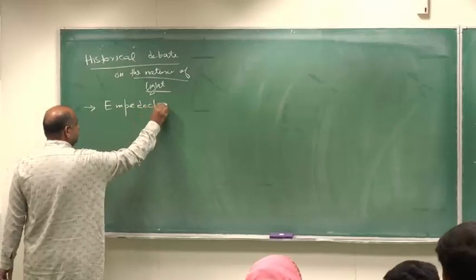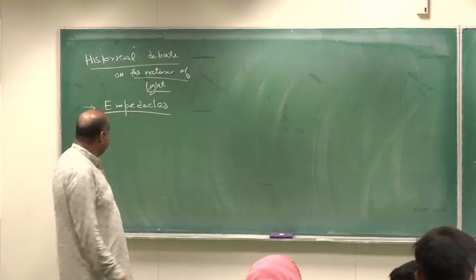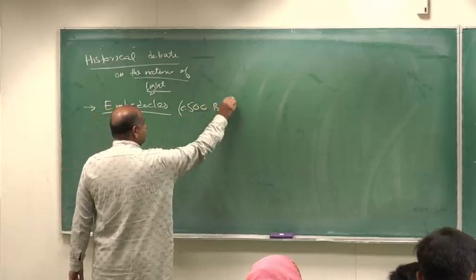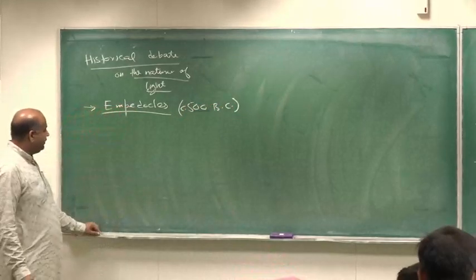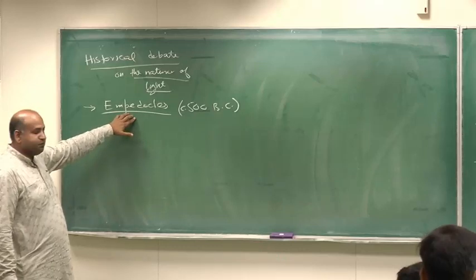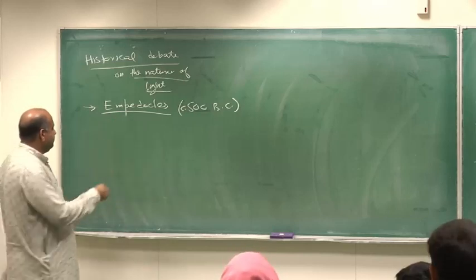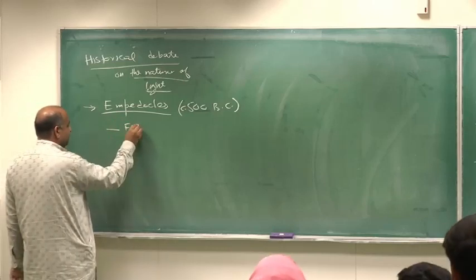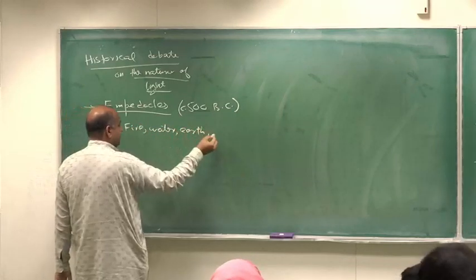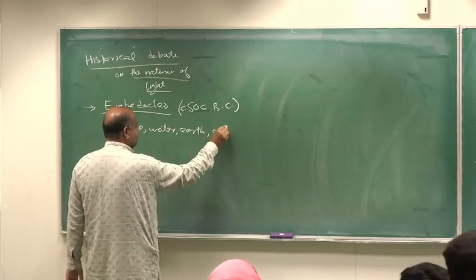Empedocles, or Empedocles, the true pronunciation for this. He was around 500 BC. And this is the man who's credited with this view of the composition of everything in the universe, that they are made of 4 elements: fire, water, earth, and what's the third one? Air. Fourth one.